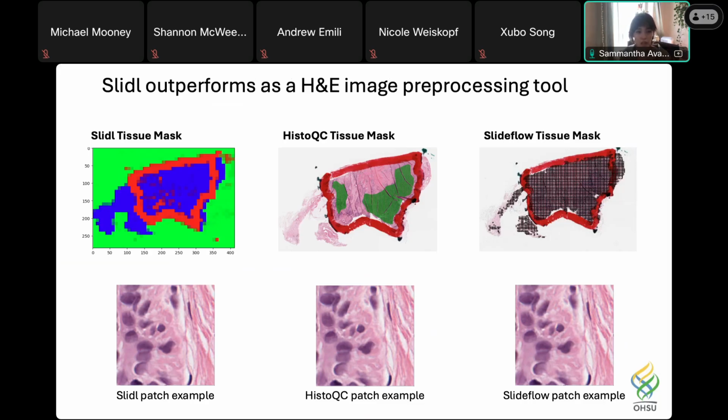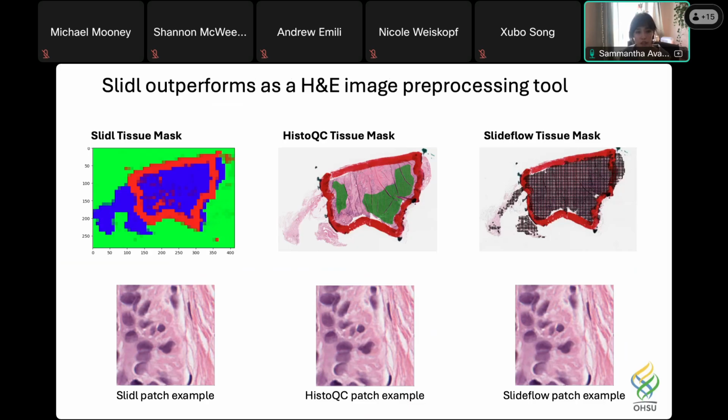And so to compare these 3 tools, we compared each of the tissue masks generated by each tool, as well as the quality of the patches extracted. If we look at our Slidal tissue mask, we can see it did a pretty good job segmenting the tissue, which is marked in blue, from the background, which is marked in green, as well as from the ink, which is marked in red.